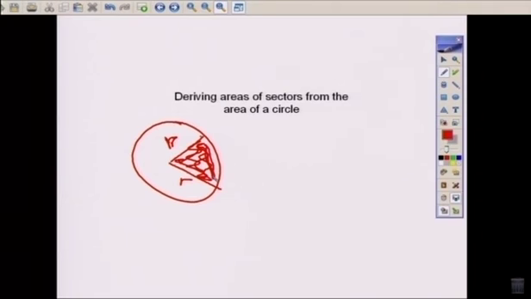Earlier, we discussed how to find the arc length, and now we're going to talk about the area. Now let's go back to what we know about areas. We know the area of a circle is pi times the radius squared.